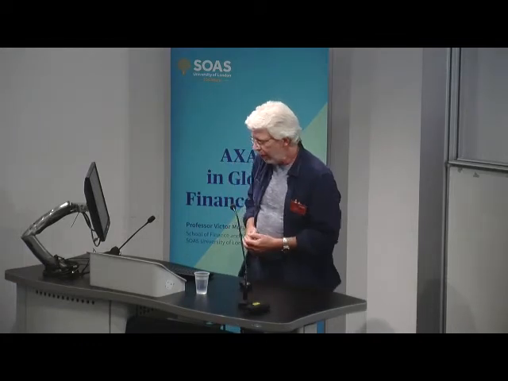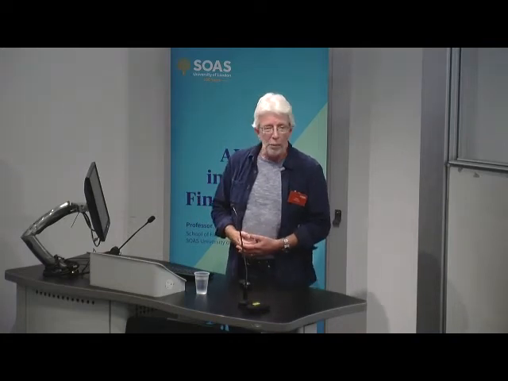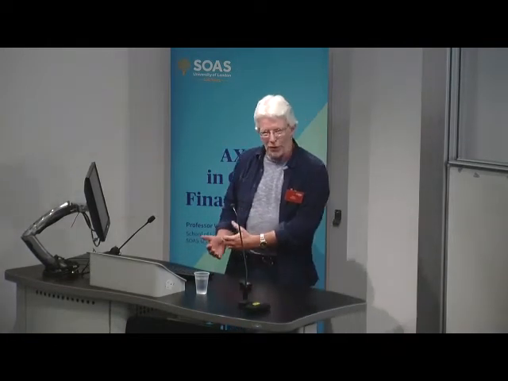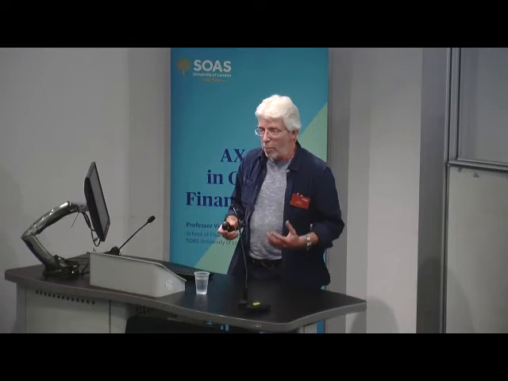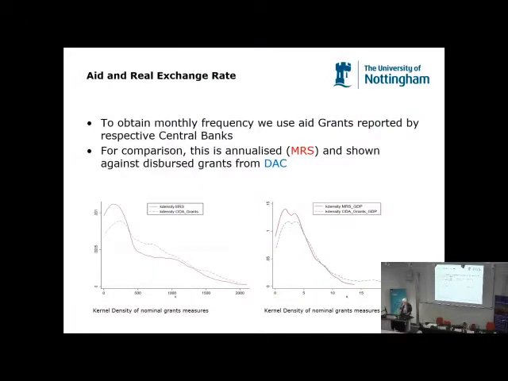get robust estimates. The other problem is they tend to use, because it's the most easily available, a donor measure of aid. That restricts them to annual data, but it also overstates the amount of aid that's actually received in the country. And that may induce a bias. So there are two problems with the existing literature. So to get around that, what we do is we use monthly data, which is reported by central banks on the aid grants received.